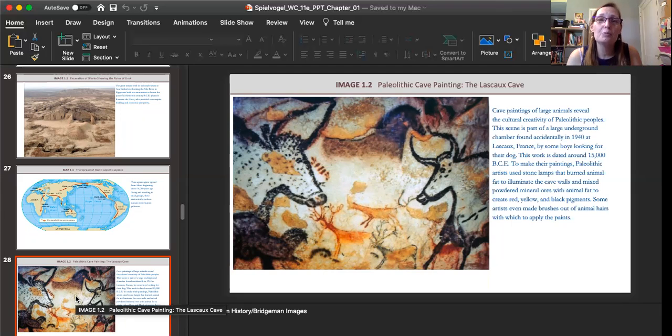Unfortunately, though, we have to worry about these things because now so many people have visited the caves that their breathing and the changes in the temperature have been, shall we say, difficult to keep them in pristine condition. But as you can see, there's a lot of movement here. There's a lot of action in the way the animals are portrayed. We don't know why they were made. We don't know if they were made to be good luck for the hunt, to celebrate a hunt, whatever it happens to be.